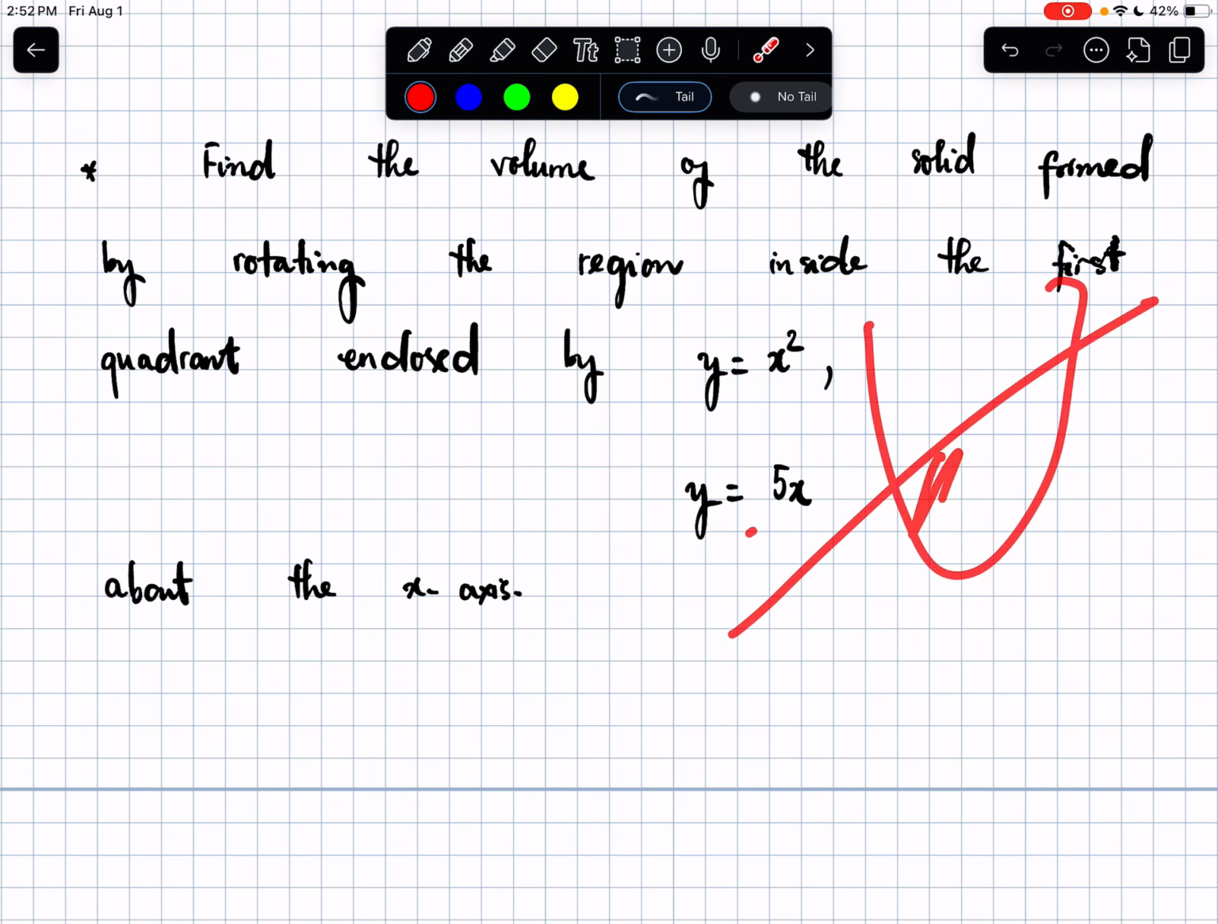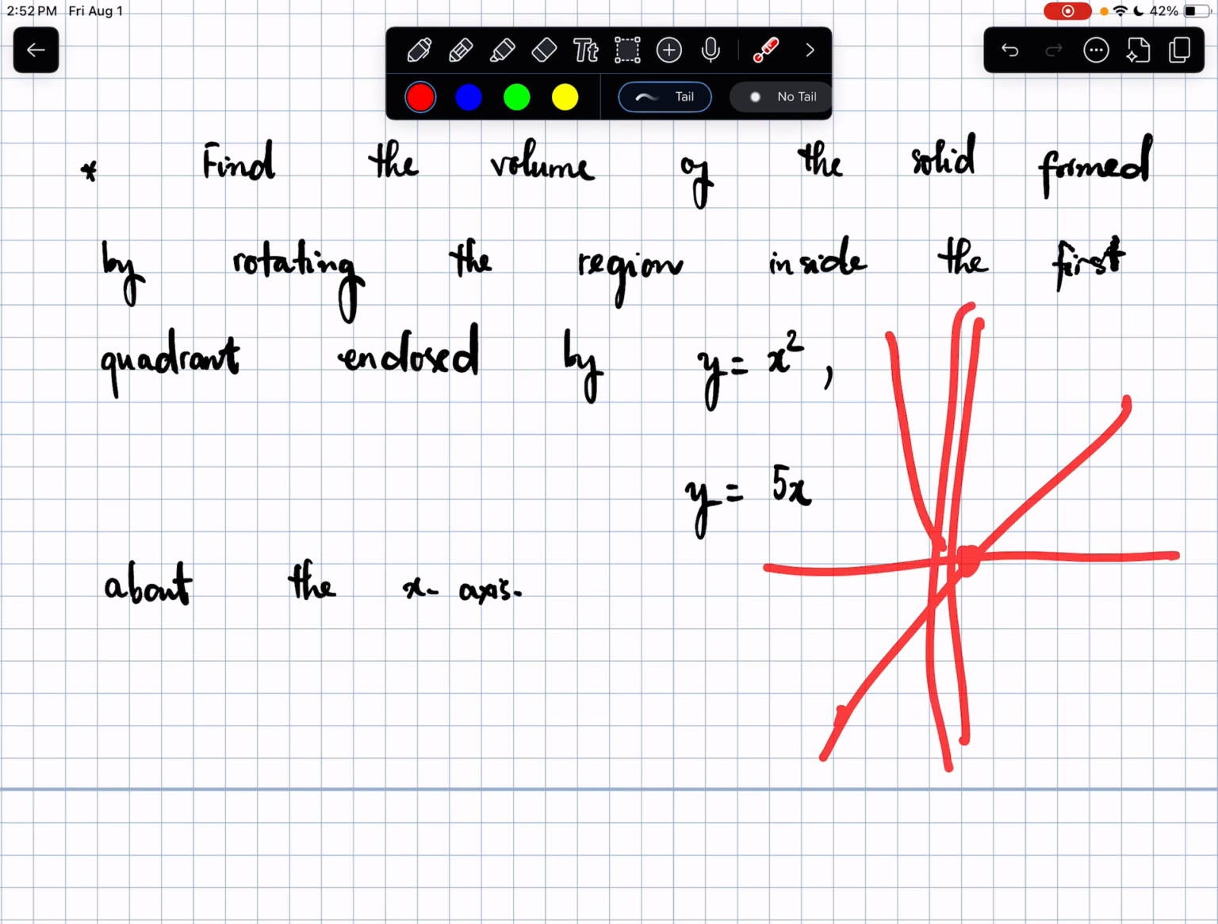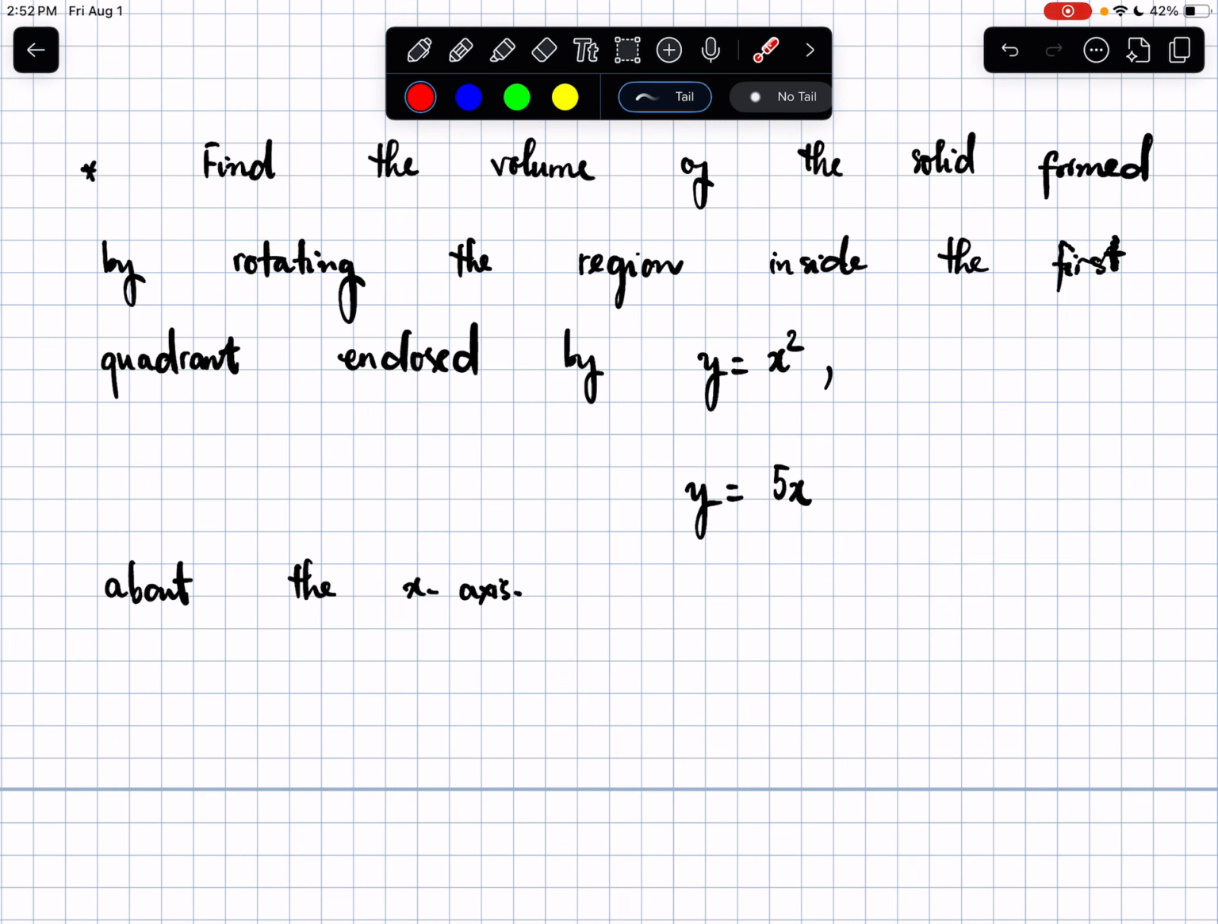So in the first quadrant, the second one should be y equals 5x, so it also passes through the origin. So the region should look like this, and then we rotate it about the x-axis. So the region looks like this, and we rotate it.